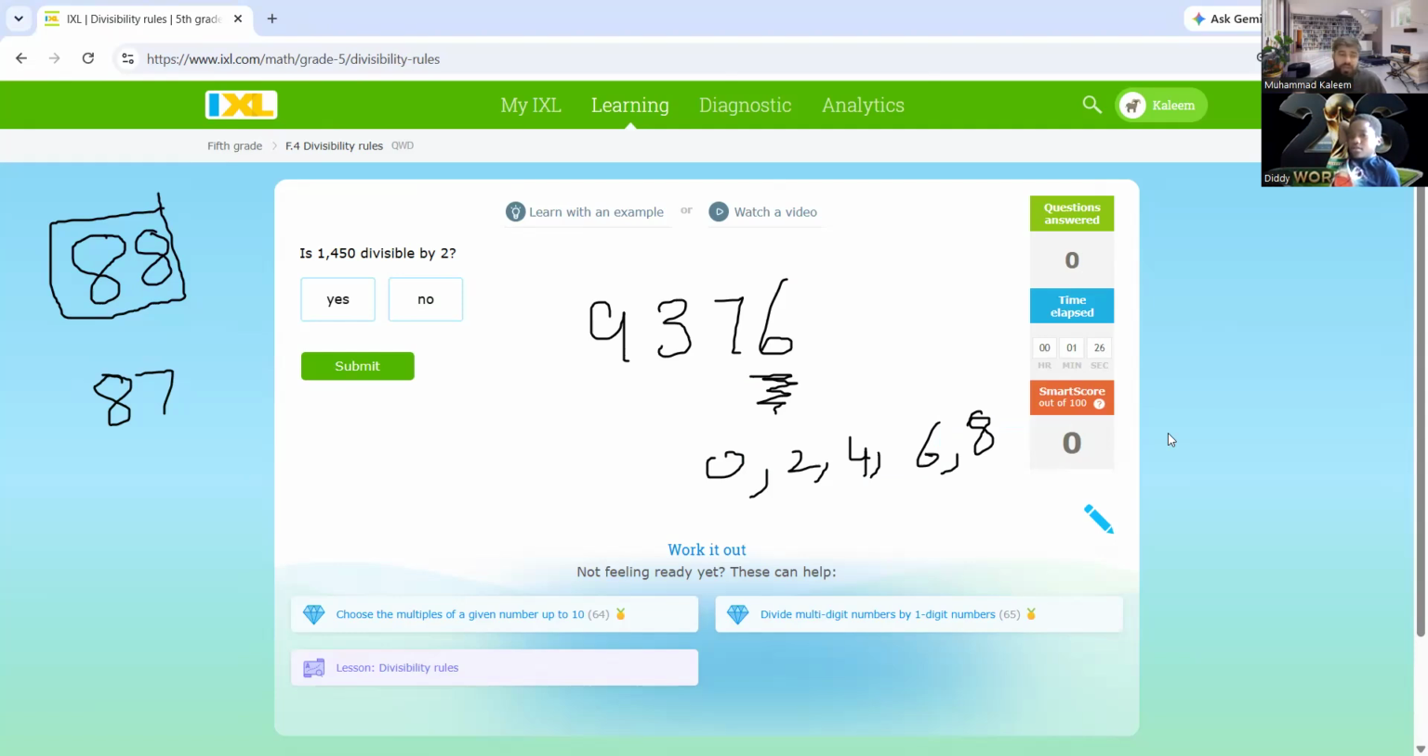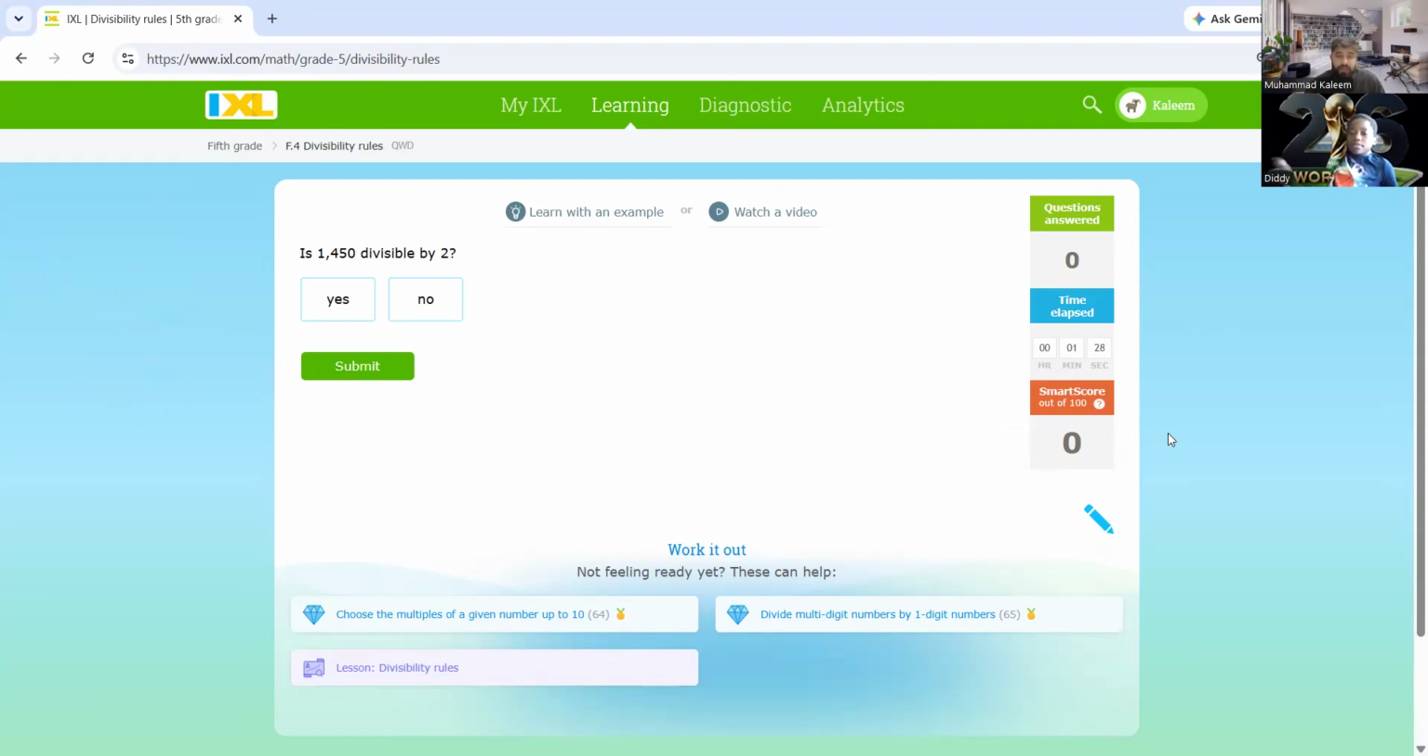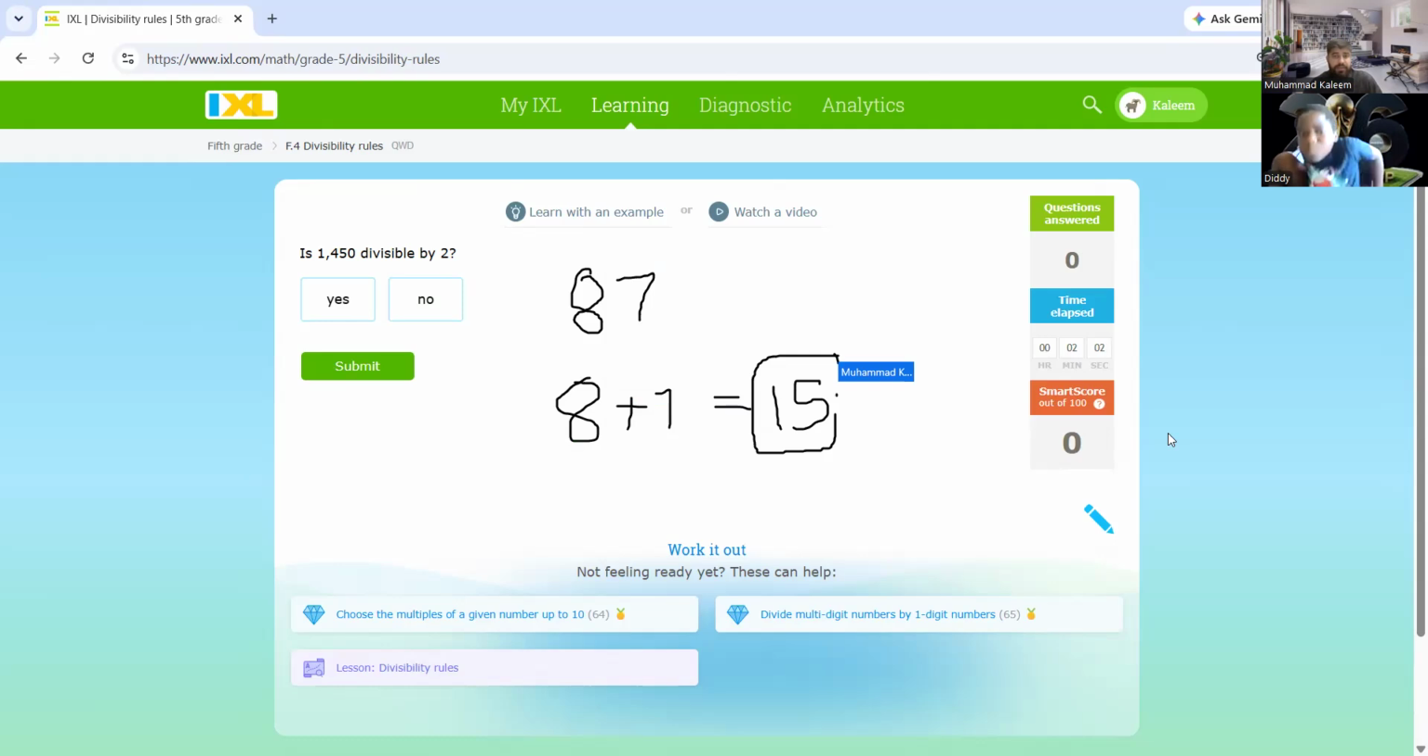Similarly, we have a rule for divisibility by 3. When the sum of the digits is a multiple of 3, then the number will be divisible by 3. I did not divide it. What I did, I just added the digits. What's the sum of the digits? 15. Is this number divisible by 3? Yes, it is. Why? Because the sum of the digits of this number is 15, which is a multiple of 3.